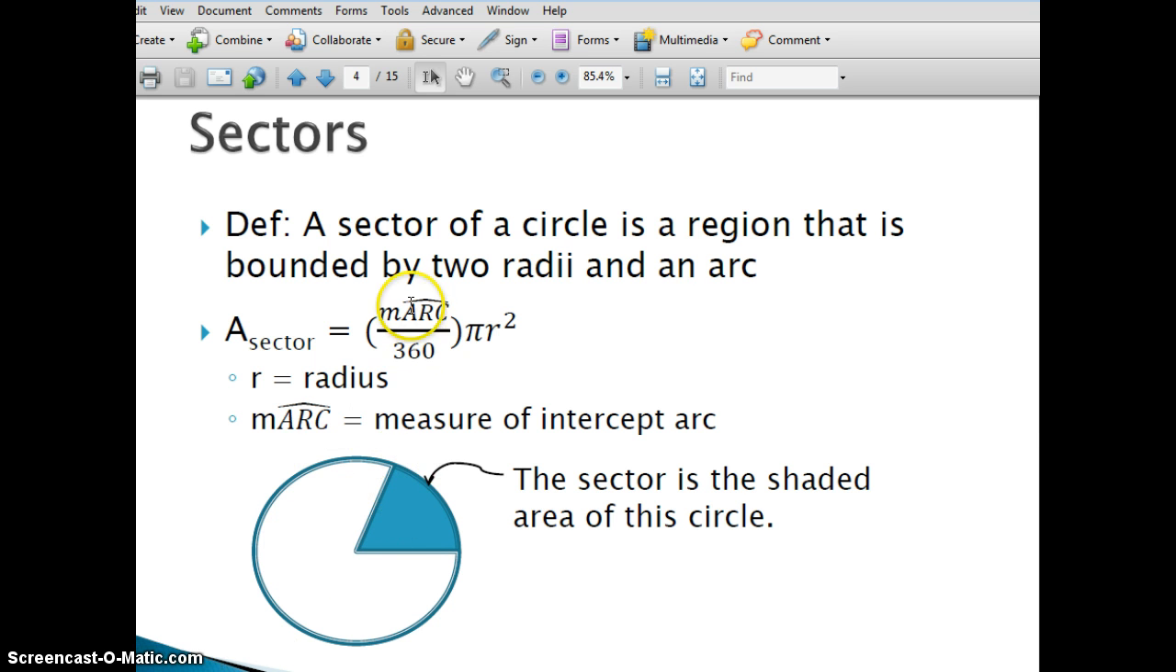The arc over 360 tells me which part of the circle this takes up. So it's the fraction of the circle, the fraction of the area that it takes up, that will give us the area of the sector. If I've got half a circle, then it's 1/2 of pi r squared, and that will give me the area of the sector. R is the radius, the measure of the arc is this intercepted arc here, and there is the sector, this is our shaded area.